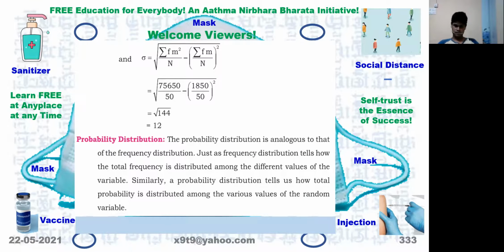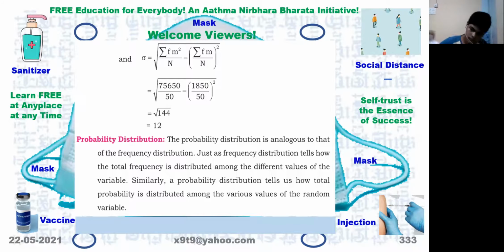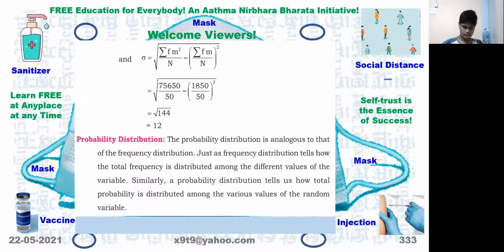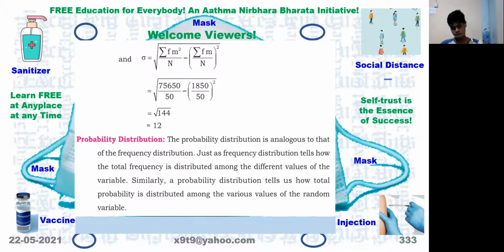Now we'll try to understand something about probability distribution. See, the previous table where only x and f were given, that was called the frequency distribution. Here, similarly, we want to find something called probability distribution. So here, we can take some simple examples.